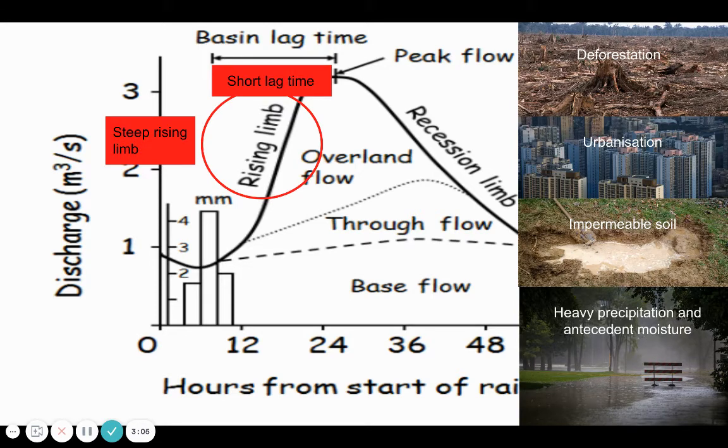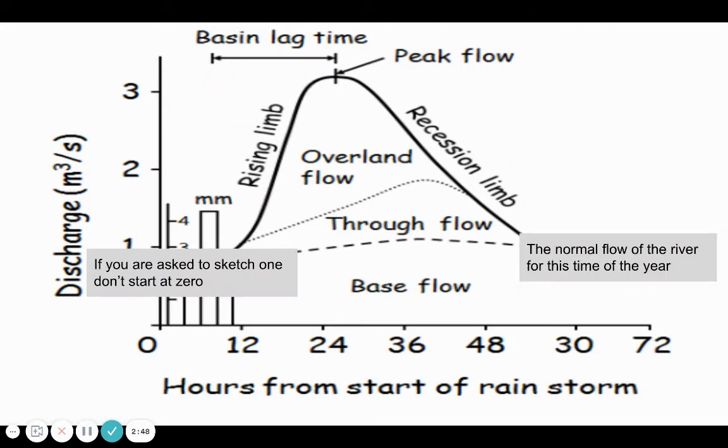And also the antecedent moisture, so how much moisture is already in the soil if there is soil. There are other things that I could take into account, like relief. If it is a very steep gradient, then obviously there won't be time for infiltration, so I might have a very short lag time here as well. So if you're asked to sketch one of these, remember, don't start at zero because you're showing me that there would be no water in the river channel. Base flow here shows the normal flow of the river for this time of the year. So if I have seasons, then base flow varies.